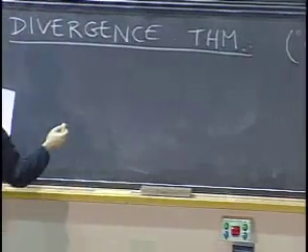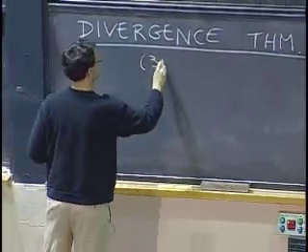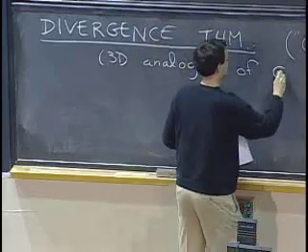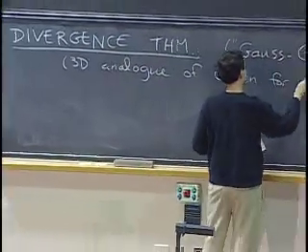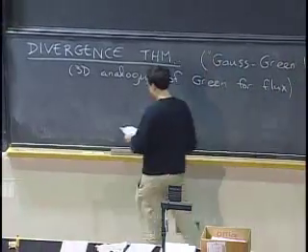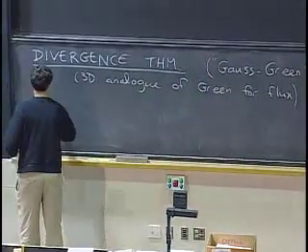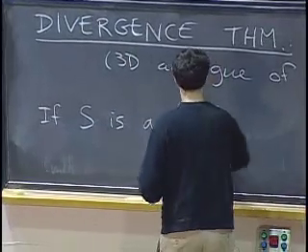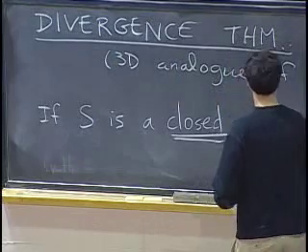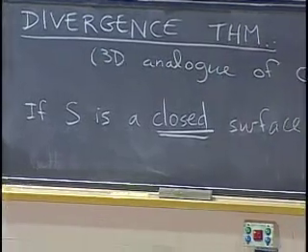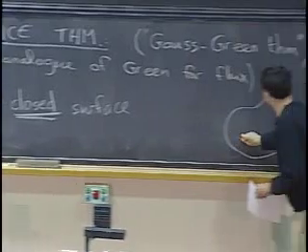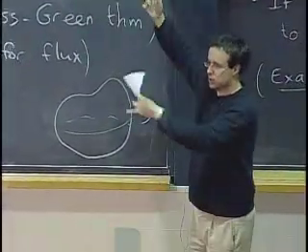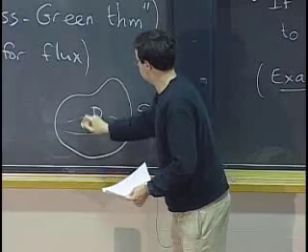Because somehow that's a space version of Green's theorem. So what does it say? Let's say it's a 3D analog of Green for flux. What it says is, if S is a closed surface, okay, so remember it's the same as with Green's theorem, we need to have something that's completely enclosed. So you have a surface, and there's somehow no gaps in it. There's no boundary to it. It's really completely enclosing a region in space that I will call D.